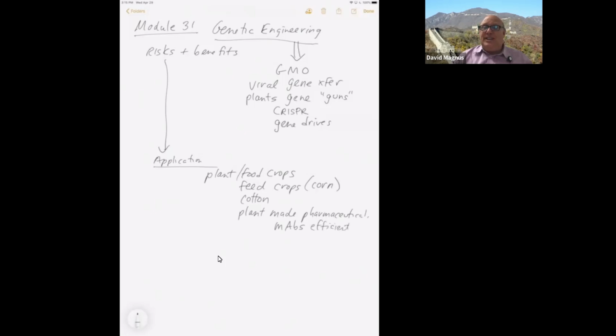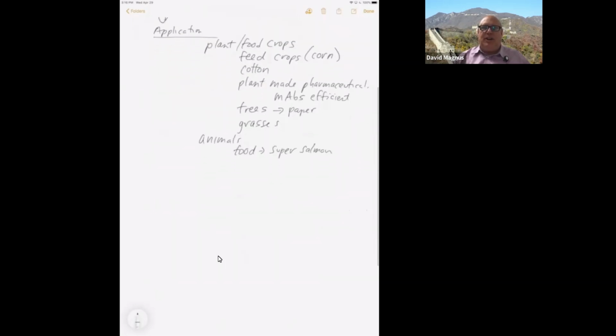Genetically engineered trees, believe it or not, for the paper industry. There's a lot of work going on in that space. There are some genetically engineered grasses, and genetically engineered animals. Again, for food, there's something called the super salmon, a genetically engineered salmon that grows large much more rapidly. And sometimes there's genetic engineering of fish for fun. There's something called the glowfish, which we'll be talking about in a little while, where you take fluorescent genes from one species and put them into other species.